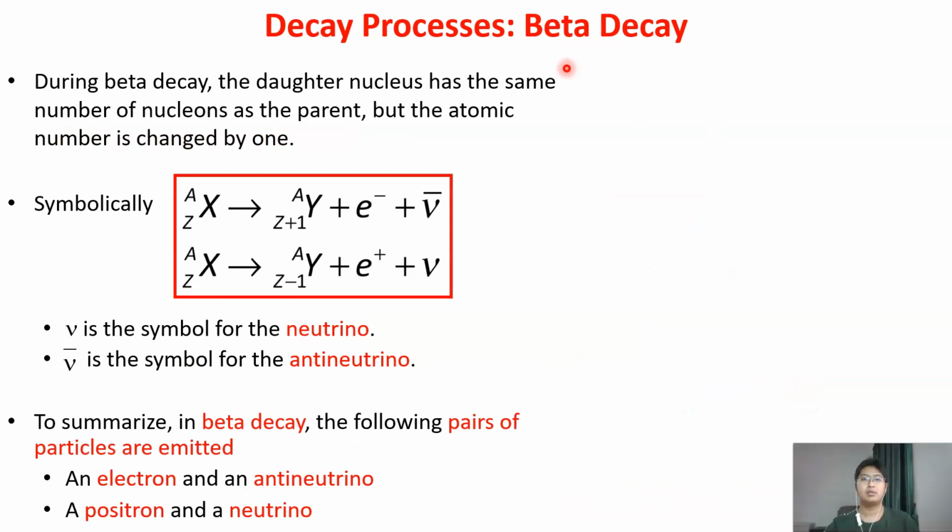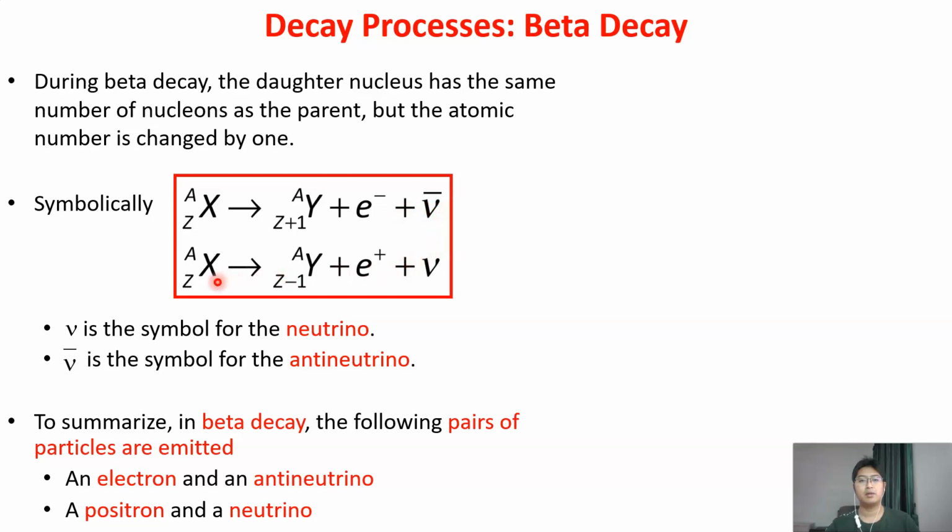This is the decay process for beta decay. During beta decay, the daughter nucleus has the same number of nucleons as the parent, but the atomic number is changed by 1. Symbolically, this is the parent nucleus, this is the daughter nucleus with less 1 Z but the same A, plus the electron, plus antineutrino.